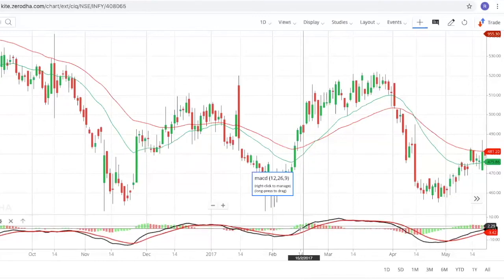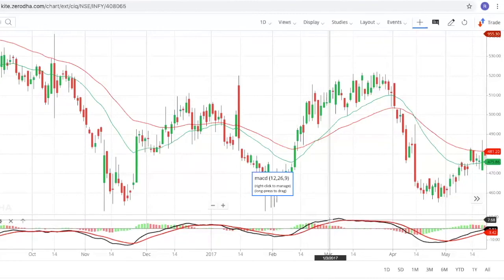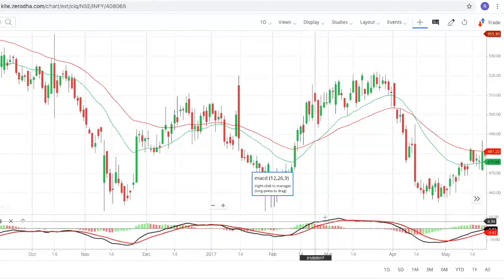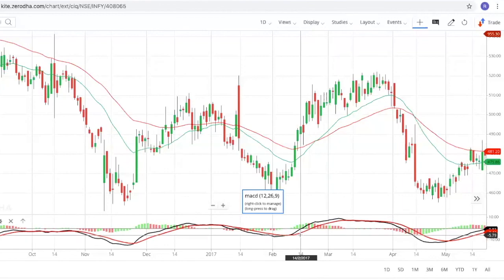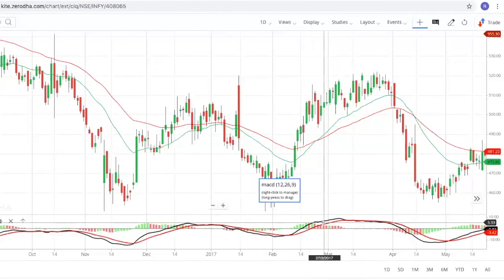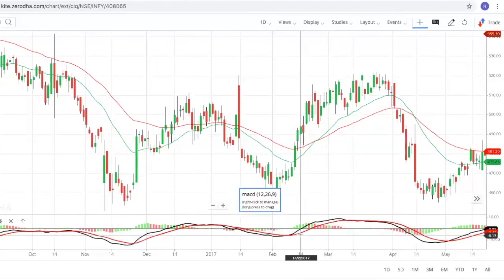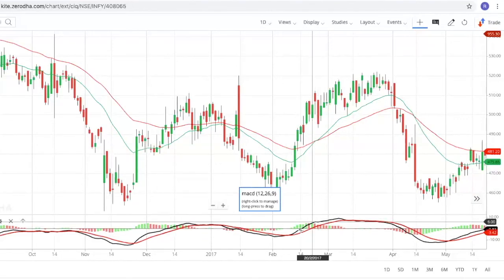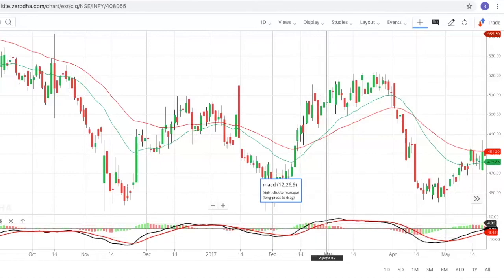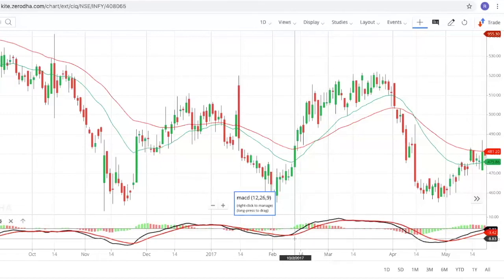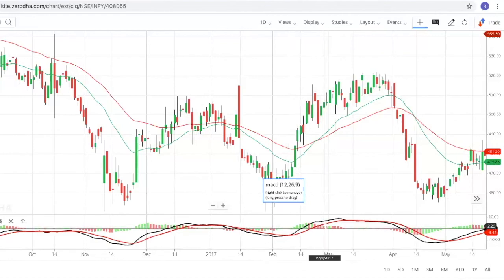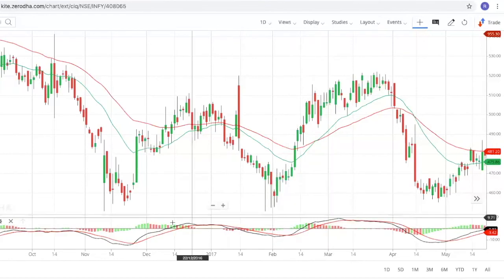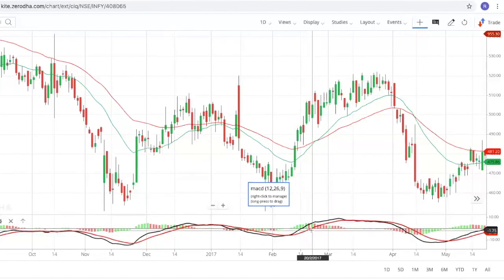One is called the MACD line, which is represented by the black line, which you can see over here. There is also a red line, which is the signal line. The MACD line is formed by subtracting the 26 days exponential moving average from the 12 days exponential moving average. The signal line is the 9 days exponential moving average. You can also see the histogram over here. This histogram is the difference between the black line and the red line.